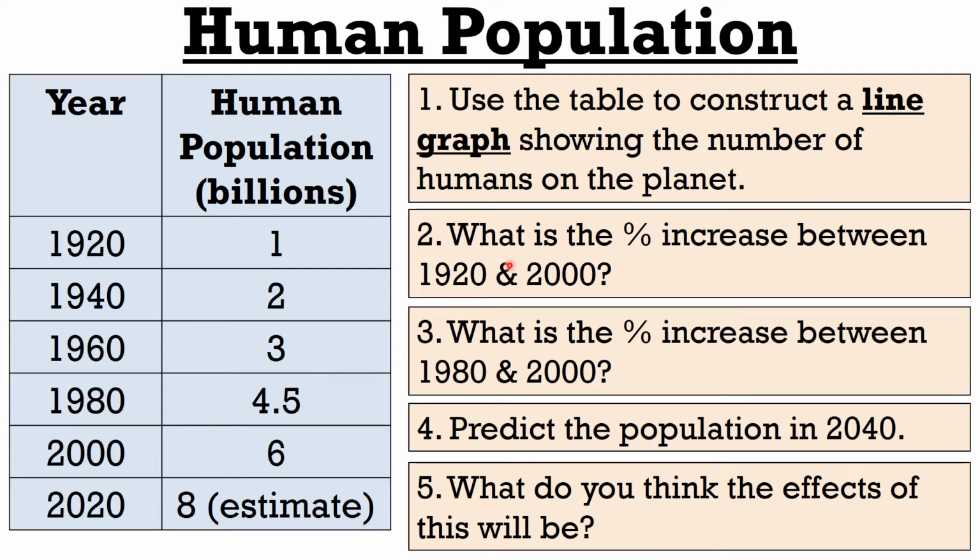If we were in class, I'd be asking you to do a line graph for this. I don't know, you probably don't have graph paper kicking about your house, but that was the first task. The second one certainly you can do, so 2, 3, 4 and 5. So percentage increases, a prediction. The graph would help for 4, but hopefully you should be able to work it out. And then number 5. So press pause and do that, please.